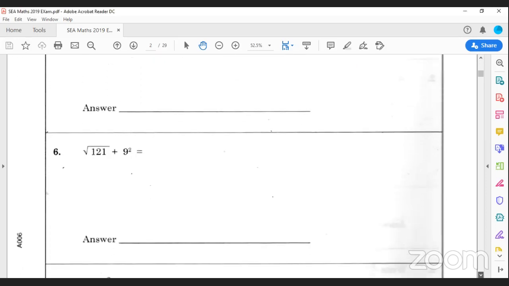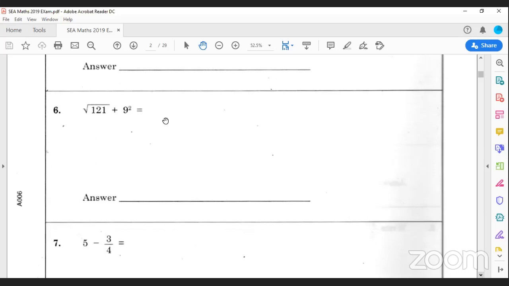We have the square root of 121 plus 9 squared is equal to what? The square root of 121 is 11. 11 times 11 is going to give me 121 plus 9 squared. What is 9 squared? 9 squared is 9 multiplied by 9, which is going to give me 81. So it's going to be 11 plus 81 is going to give me how much? So all I need to do is add, and I am going to get 92.